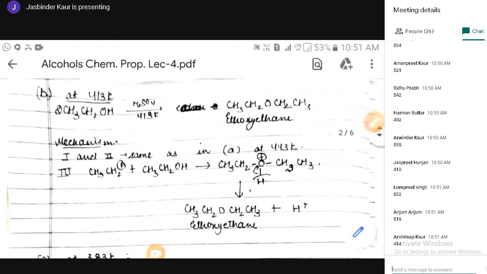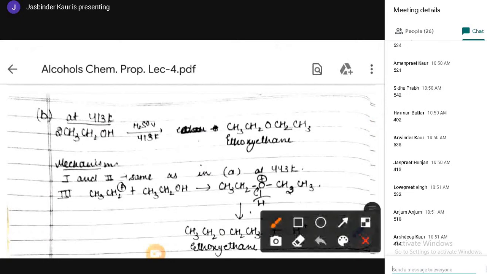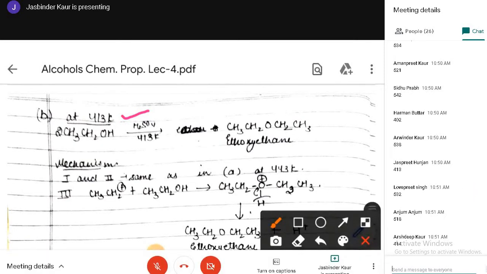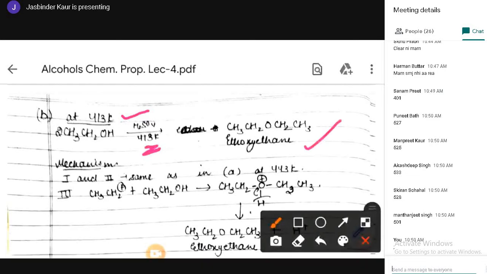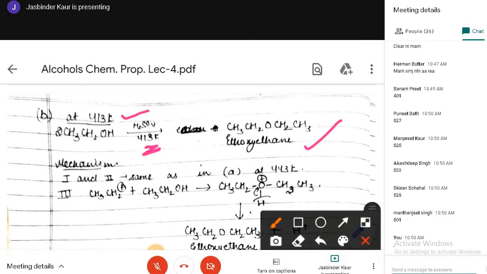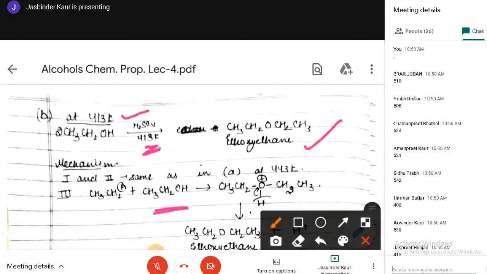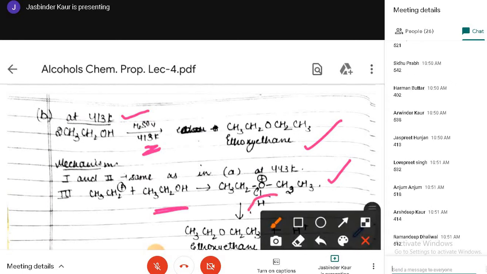So specific conditions are required, that is sulfuric acid at 413 Kelvin gives ether as a main product, in which the first two steps are the same as in formation of alkene, and in the third step it reacts with a second molecule of alcohol to get this, and then after removal of hydrogen we get ether as a final product.